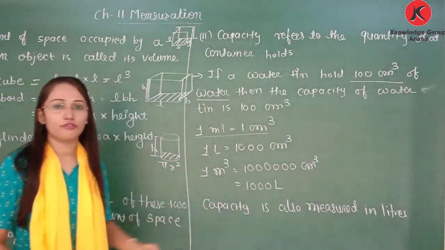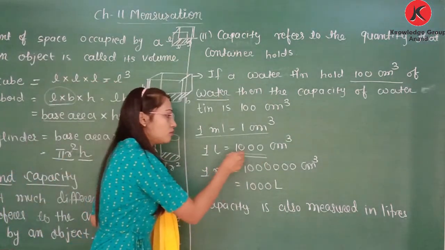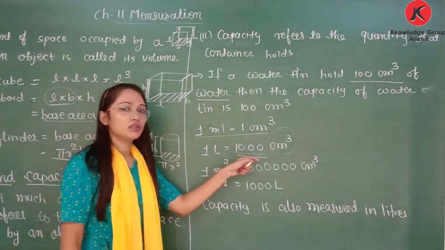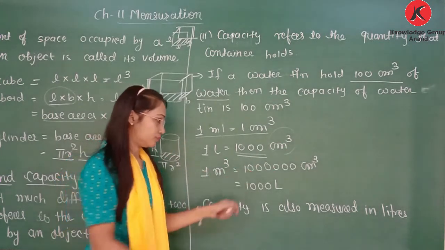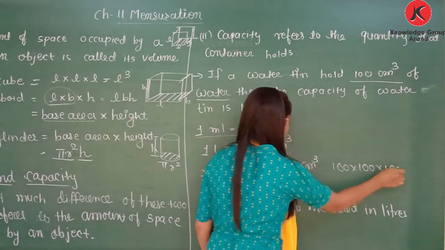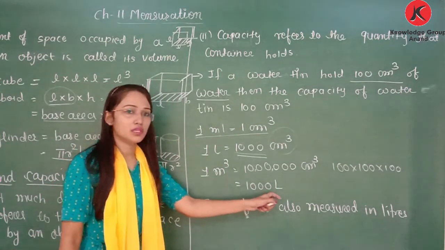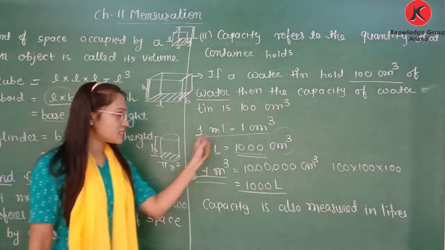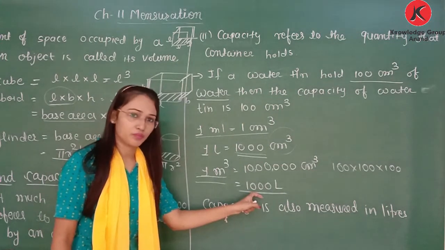If the question is about finding the capacity in liters, then you need to divide by 1000 when the unit is in centimeter cube. So 1 liter is equal to what? 1000 centimeter cube. 1 meter cube is the same as multiplying 100 three times, so that is 10 lakh centimeter cube, or 1000 liters. 1 meter cube is equal to 1000 liters. 1 liter is equal to 1000 centimeter cube, and 1 meter cube is equal to 1000 liters.